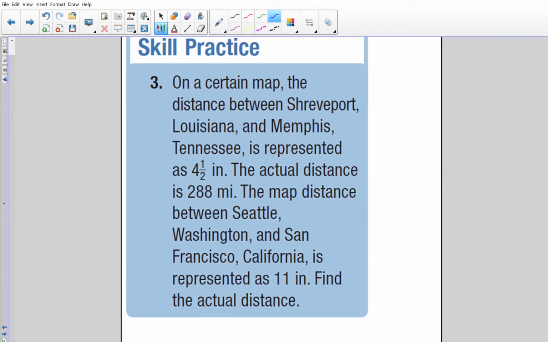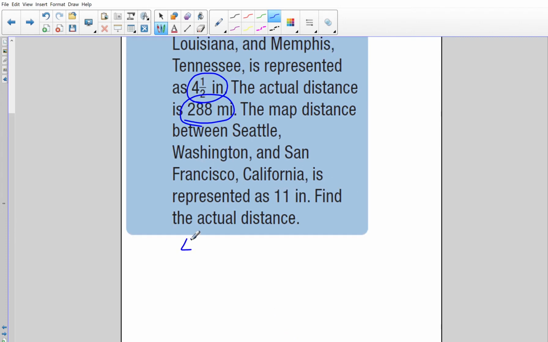So in this one, we've got a certain map. The distance between Shreveport, Louisiana and Memphis, Tennessee is represented as 4.5 inches. The actual distance is 288 miles, so that's enough to get us started. So I have 4.5 inches over 288 miles. So I need anything that's in inches on the top and anything that's in miles on the bottom. So what they tell me is that the map distance between Seattle, Washington and San Francisco, California is 11 inches. So my 11 goes on top and my x goes on the bottom.